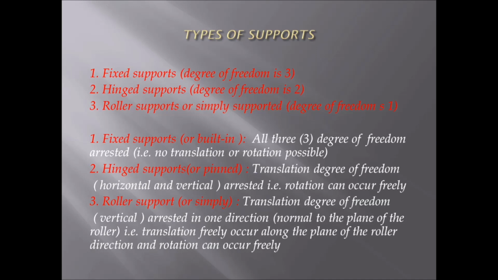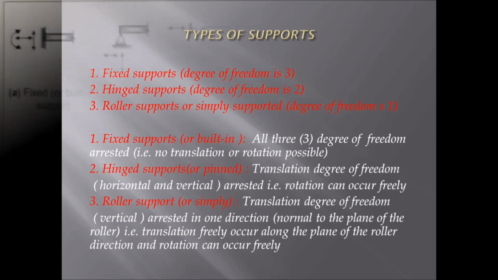As for the roller support, in translation only the vertical force is arrested, in one direction, normal to the plane of the roller. Translation occurs freely along the plane of the roller, and rotation can also occur freely in the roller support. We can also see the types of supports in this figure. This is the simple definition and detail of the statically determinate structure and the statically indeterminate structure.